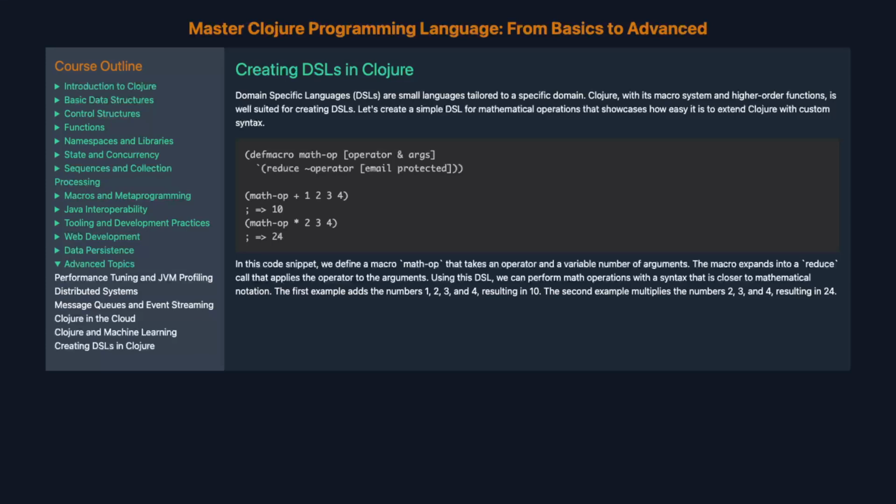In this code snippet, we define a macro mathop that takes an operator and a variable number of arguments. The macro expands into a reduce call that applies the operator to the arguments. Using this DSL, we can perform math operations with a syntax that is closer to mathematical notation. The first example adds the numbers 1, 2, 3, and 4, resulting in 10. The second example multiplies the numbers 2, 3, and 4, resulting in 24.